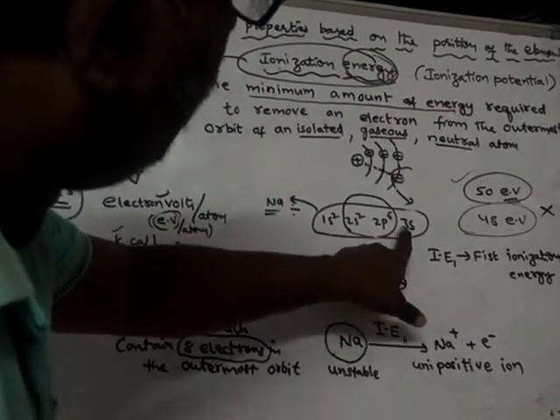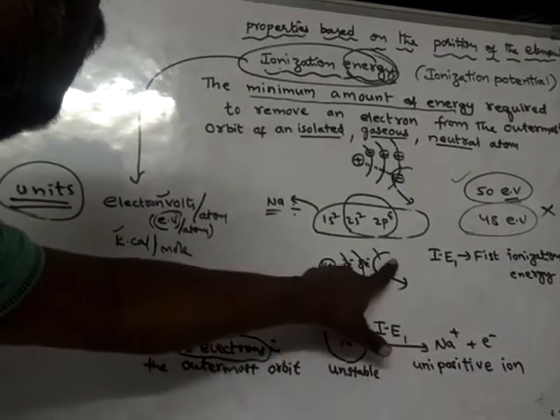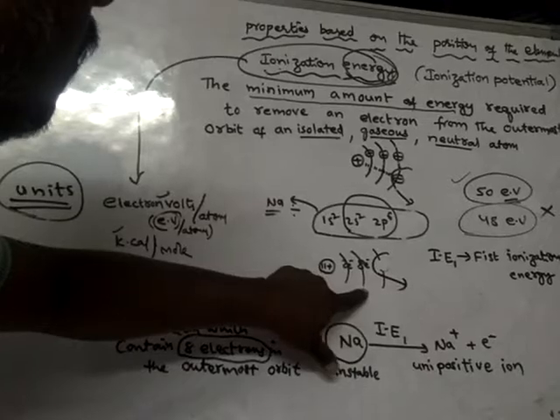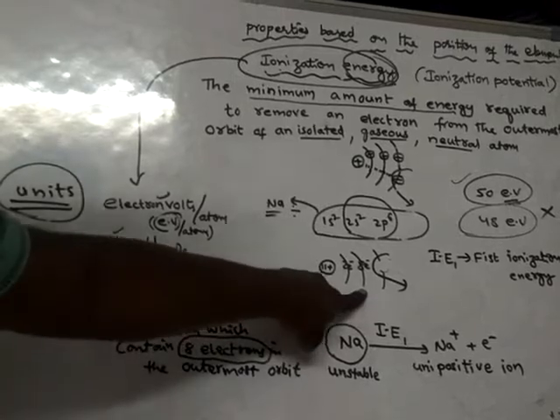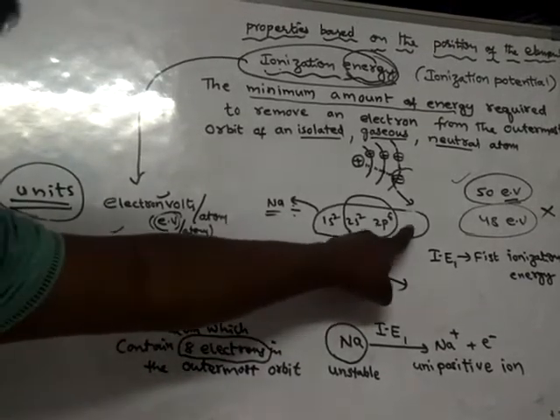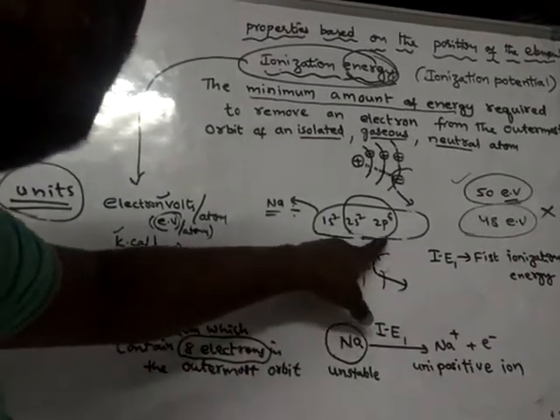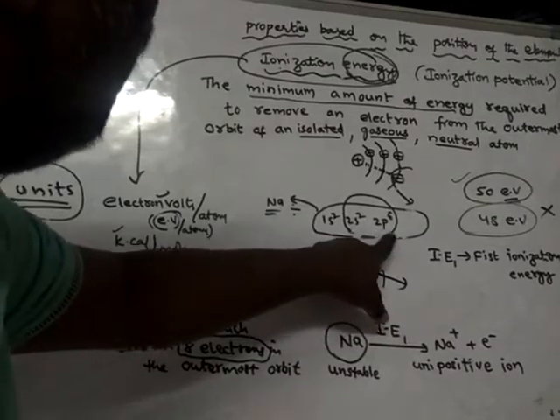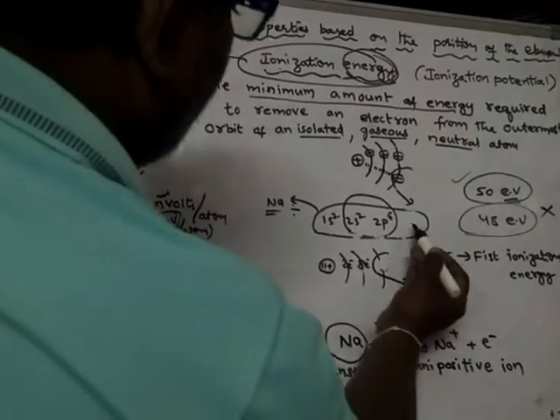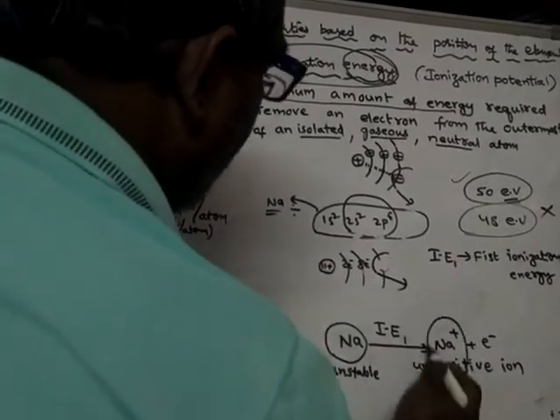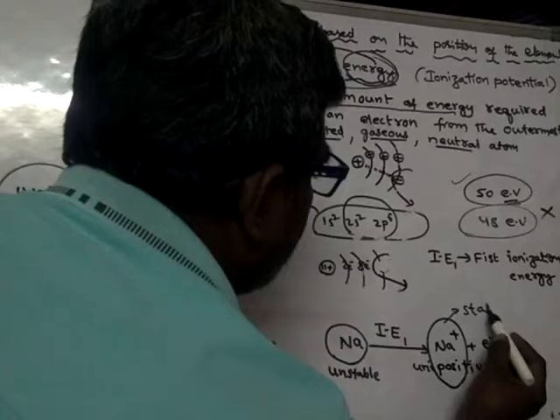So after removal of this electron, there won't be any electrons in 3s. So I can remove this one. If I remove this electron, this will become the last orbit, because no electron is present in this orbit, and in the last orbit there are 8 electrons: 2s2, 2p6, so 2 plus 6, 8. That means in Na plus, after removal of one electron, now it is called Na plus or unipositive ion. It is stable now.